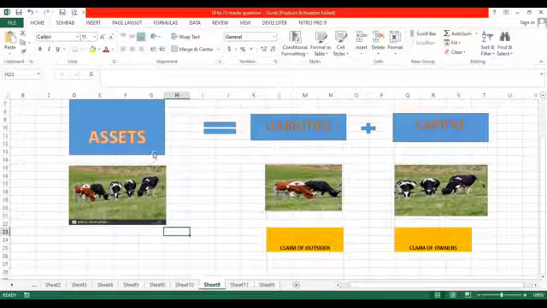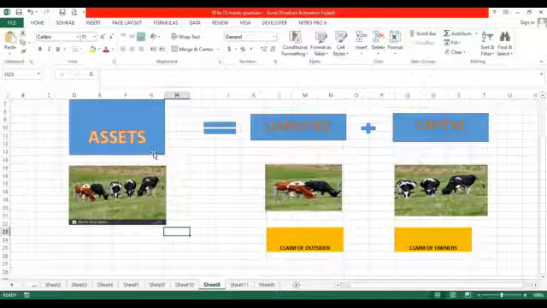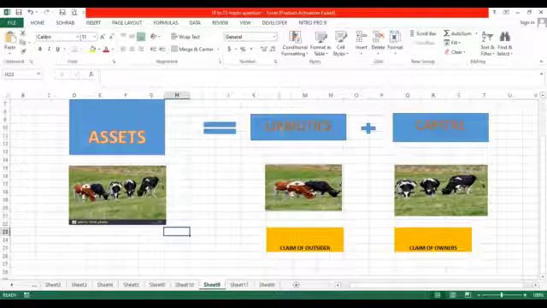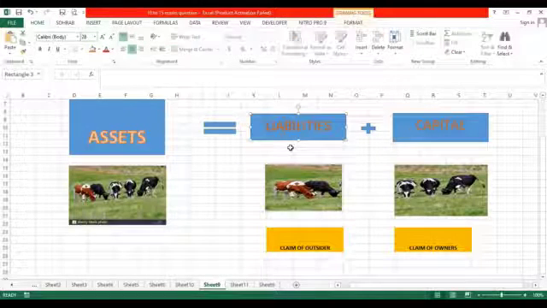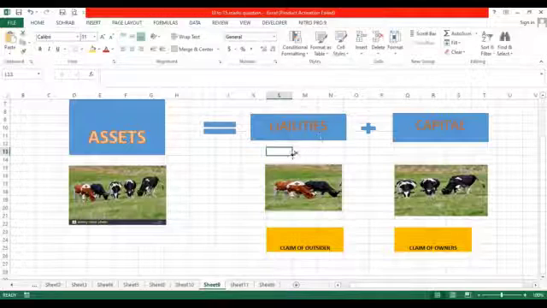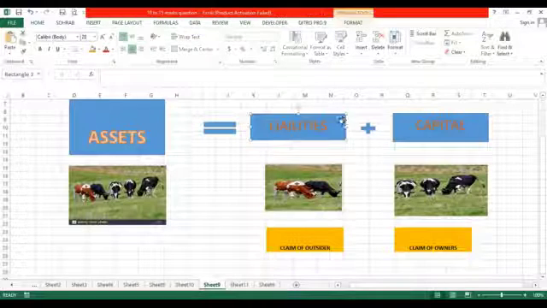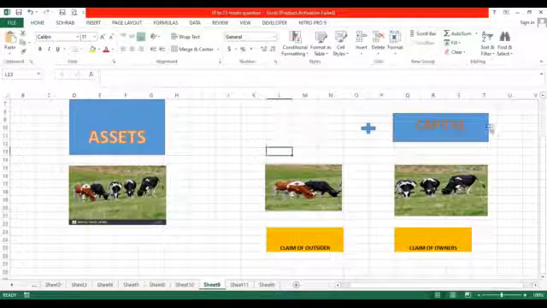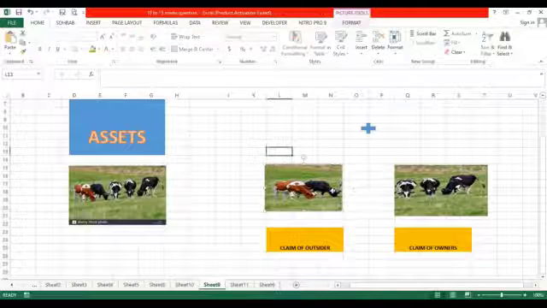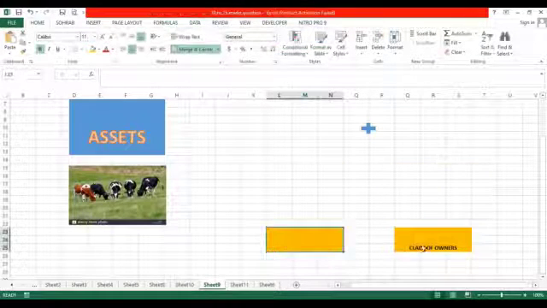Guys, when we talk about the equation of accounting, when some farmers in Italy decided to record whatever they held in their farmhouses, what they did was they started recording their cows.